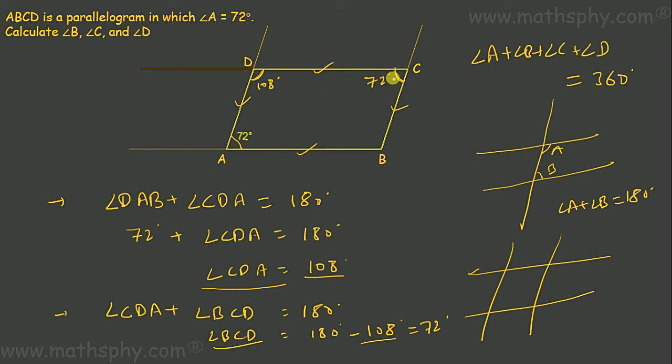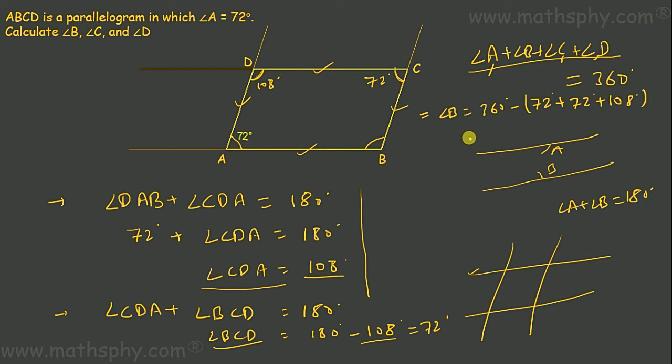We can see the opposite angles are equal. This angle and this angle are opposite to each other and they are equal. Let's find this angle. We can use this theorem or we can go by this also: angles A, B, C, D put together give you 360 degrees. Now we know three angles. This is 72, this is 72, this is 108. So angle B would be 360 minus 252, which is 108 degrees.